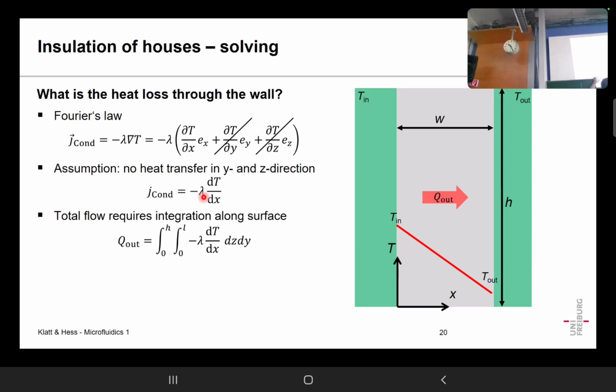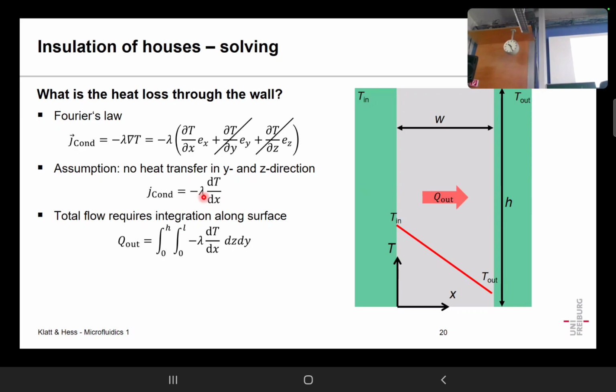So that's L, that's the height. And what we assume is that at every point here, I can choose whichever position I want to. We have the same heat flux, and there's no difference if we move along the y-axis or along the z-axis. That's our assumption. In reality, if you look at complex examples, that's obviously not the case.